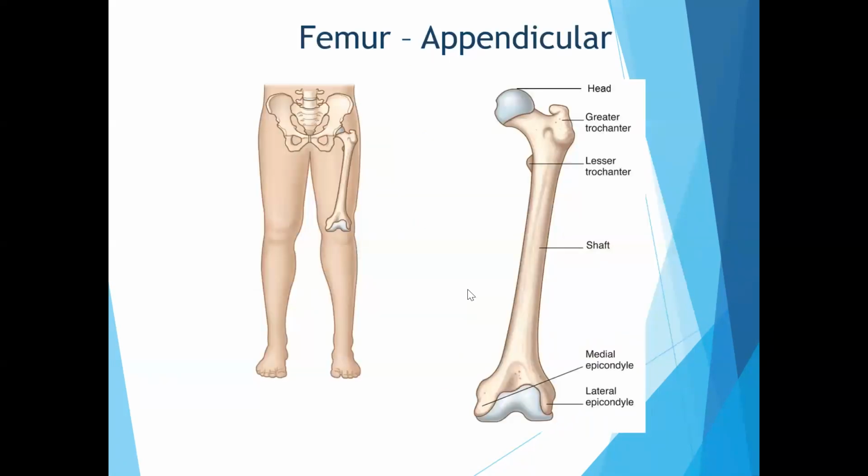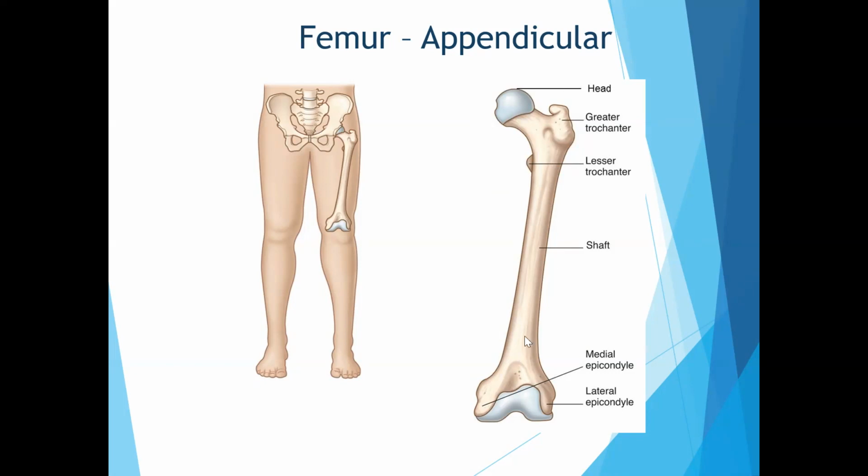All right, moving farther down the chain, you have your femur. The head of the femur articulates with the acetabulum. Remember, that's your hip joint on the lateral portion of the os coxae. The greater trochanter and lesser trochanter are major attachment points for a lot of your gluteal muscles and other muscles of the leg.